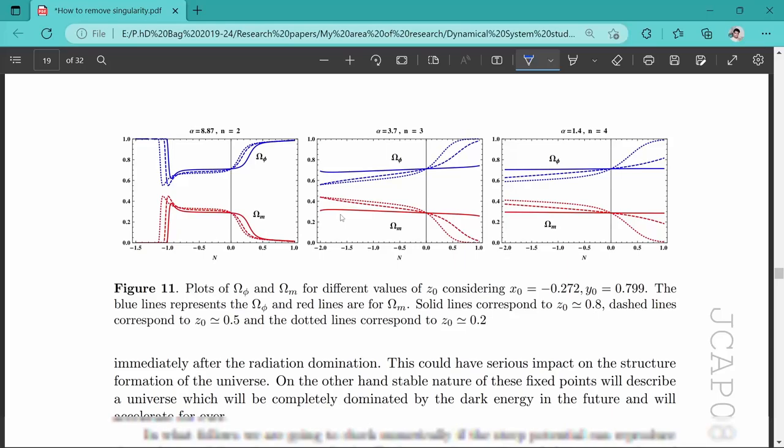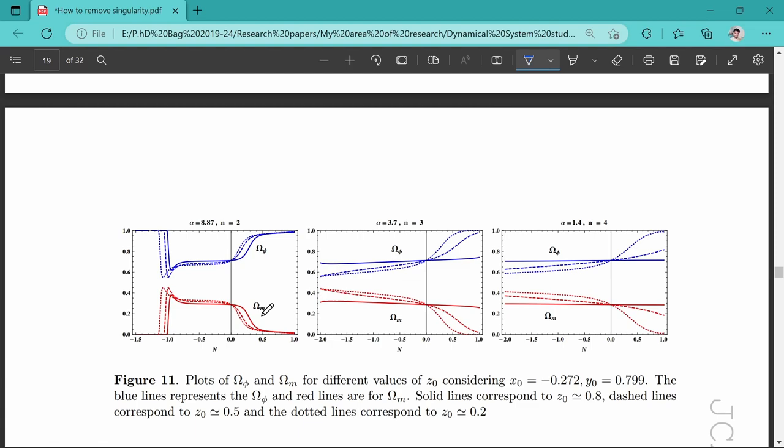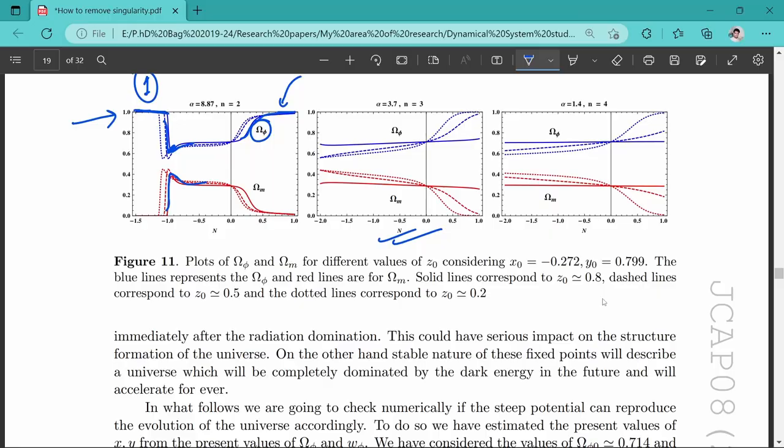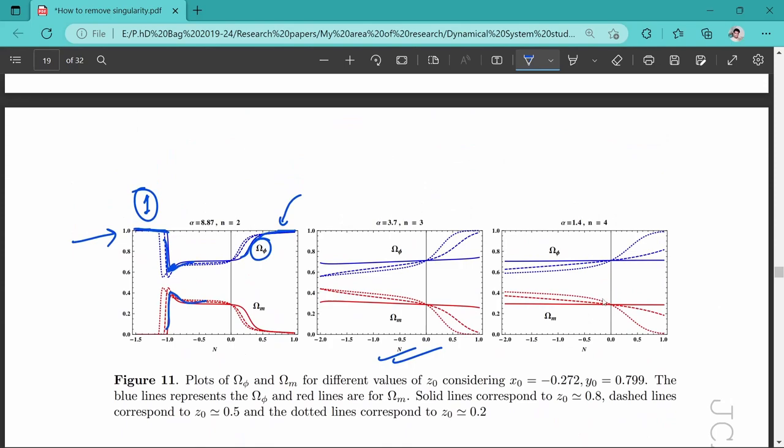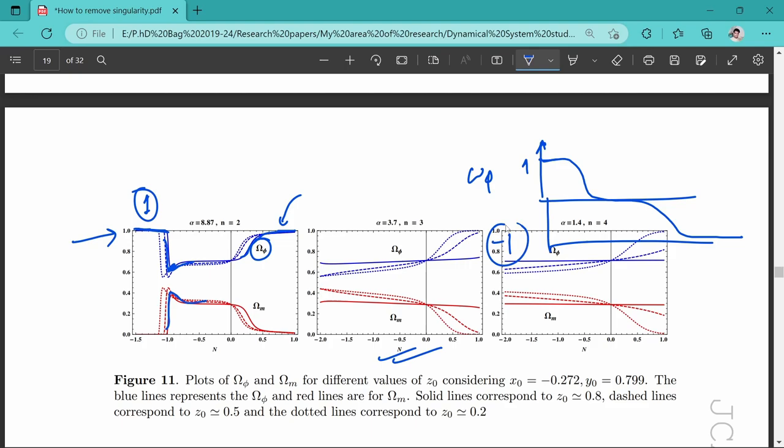And here they have already shown what happens to omega phi and omega m. Omega phi was 1 before because there was a stable point there, showing you the early time when omega phi was dominant, and then it becomes less dominant, omega m becomes dominant, and again in late time the scalar field dominates. Similarly, you can see different behavior corresponding to different points. One can also plot the omega phi equation of state, and you will see it first goes to 1, then 0, and then negative 1.